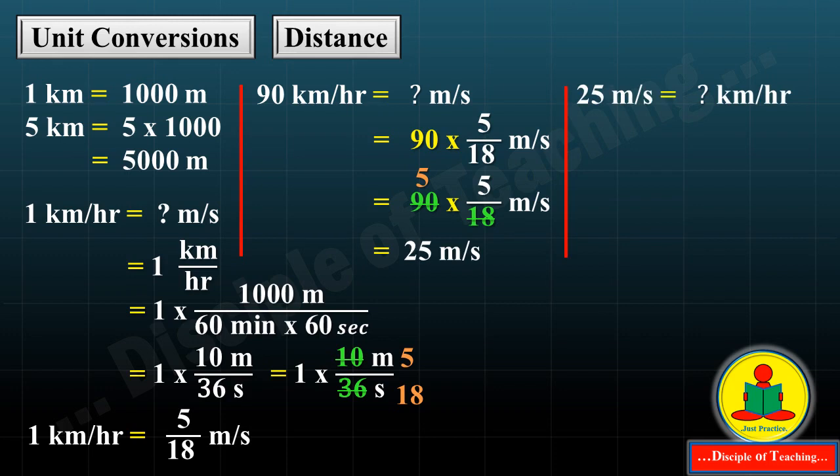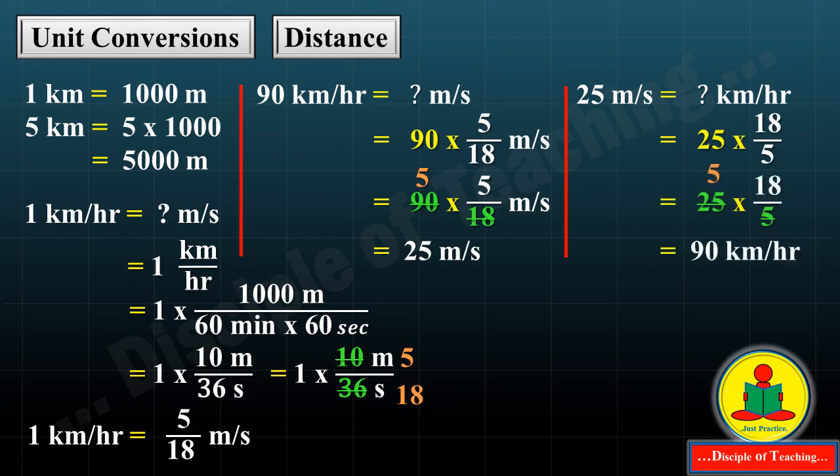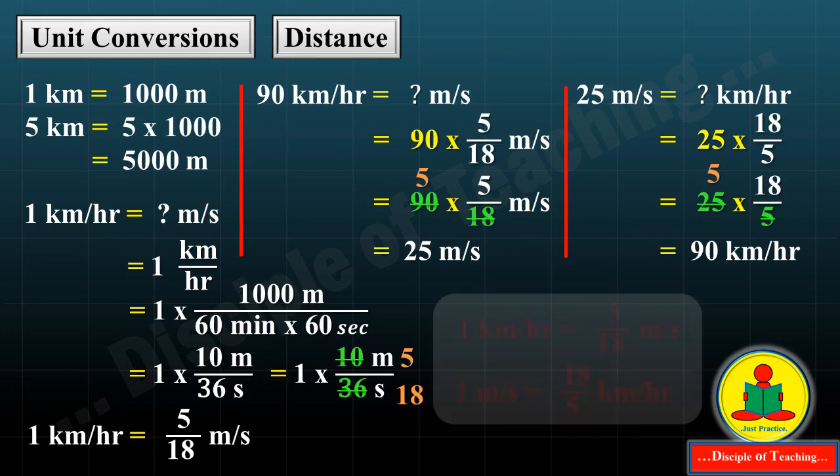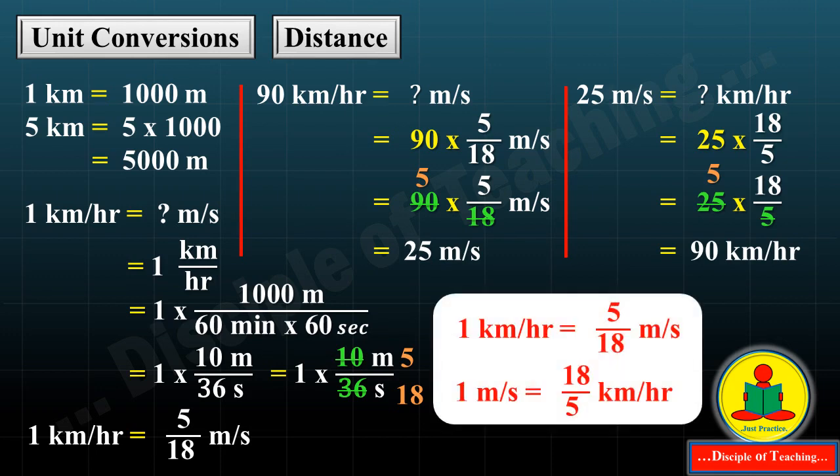Here, whenever they ask to convert from meter per second into kilometer per hour, just multiply the given value with 18 by 5 to get our required answer in kilometer per hour. So the answer is 90 kilometer per hour. From these illustrations, we can calculate that 1 kilometer per hour is equal to 5 by 18 meter per second, and 1 meter per second is equal to 18 by 5 kilometer per hour.